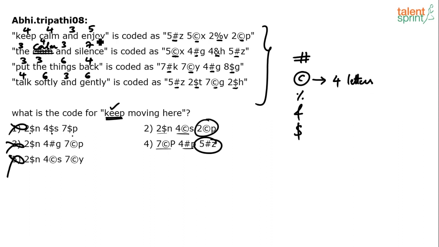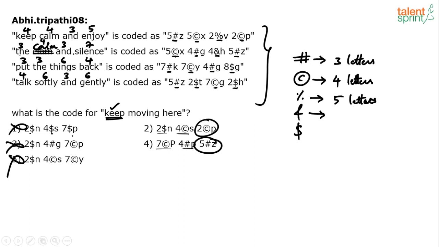Now there is 1 3-letter word and 1 5-letter word, so hash and percentage, we don't know which belongs to which. But in the next statement, there are 2 3-letter words: the, and. In the codes, there are 2 codes with hash. So hash is for 3-letter words. If hash is for 3-letter words, then for enjoy, which is a 5-letter word, it should be percentage. So percentage is for 5-letter words. That's the logic, I guess.